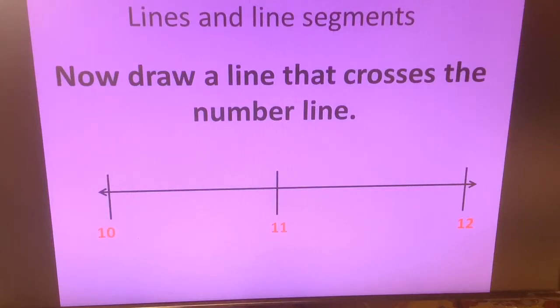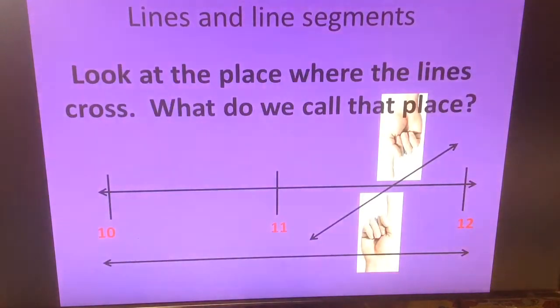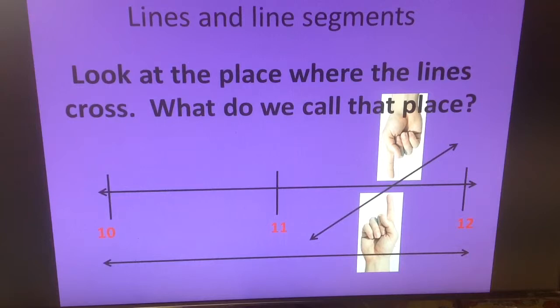Now draw a line that crosses the number line. Students drew a line like this. Draw a line that does not cross the number line. So they had parallel lines there. And then we wanted to look at one place on a line there. Look at the place where the lines cross. They're pointing to it there.